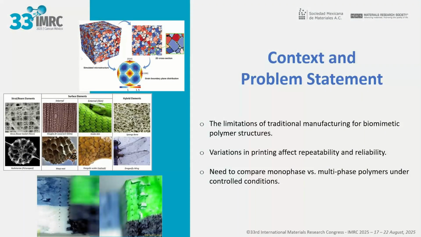Context and problem at stake. The limitation of traditional manufacturing for biomedical polymer structures: as is well known, traditional manufacturing has limitations in producing complex biomimetic polymeric structures, since when using the traditional material subtraction method, it leaves weak spaces that, as they progress, can increase fragility, and it becomes almost impossible. In addition, there is currently limited information about the mechanical performance of multiphase polymers in AM.